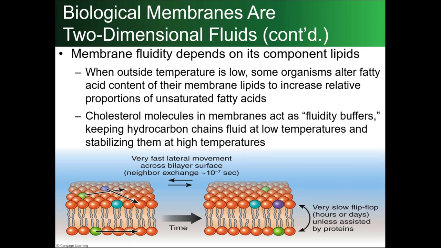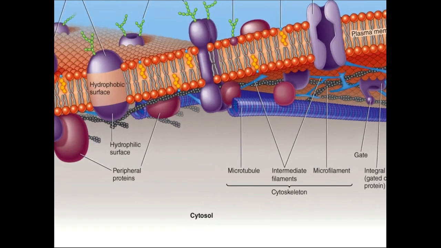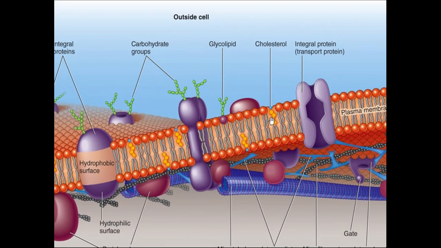Many organisms have regulatory mechanisms for maintaining cell membranes in an optimal fluid state. If we look further at the cell surface membrane, we can find a prelinear molecule, which is the cholesterol. Many organisms have regulatory mechanisms to maintain cell membranes in an optimally fluid state. Some organisms compensate for environmental temperature differences by altering the fatty acid content of their membrane lipid.